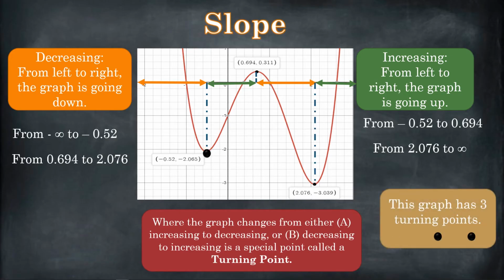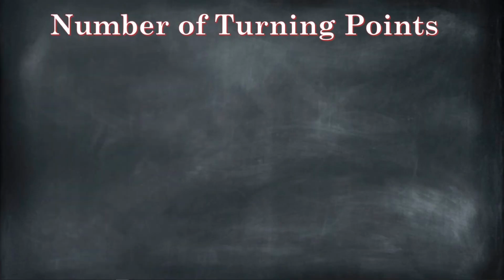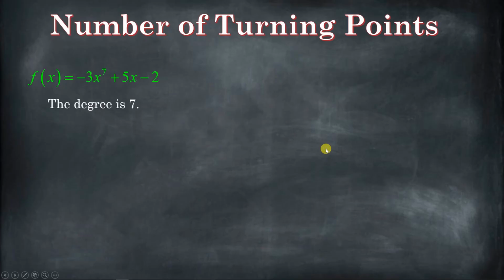There's one here, that's from decreasing to increasing, see, going down to going up. There's another here, because we're going from increasing to decreasing, that's another turning point. And our third one is right here, because we're going from decreasing to increasing. You see? Now, let's talk about the number of turning points a polynomial function could have. So let's see a couple of examples, and we'll give you the definition.